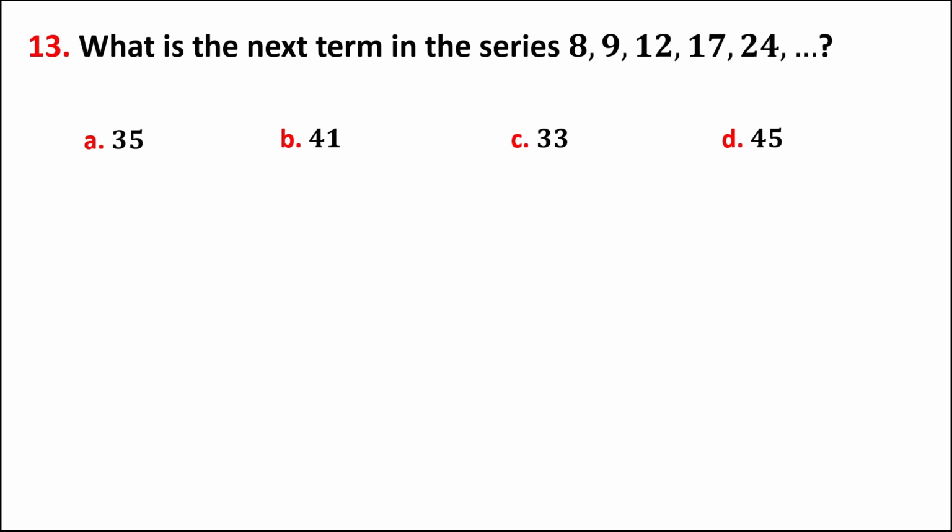Then for this given, what is the next term in the series? First, we need to check the difference for every term. So 8 to 9 is 1. 9 to 12 is 3. 12 to 17 is 5. 17 to 24 is 7. And 24 to the next number is 9. So we have 24 plus 9, that's 33.